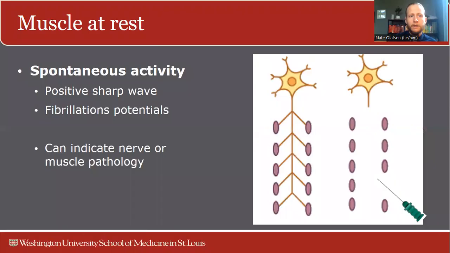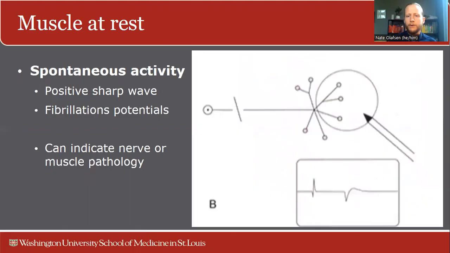For example, if there's activity when the needle has been moved and then stopped moving, but there is sustained activity when the muscle is at rest, this could represent spontaneous activity, such as positive sharp waves, which are represented by the first arrow, or fibrillation potentials. These can indicate muscle or nerve pathology. This example would indicate that there has been injury to the axon that goes to the dots representing muscle fibers, and the EMG needle is picking up the spontaneous activity below.